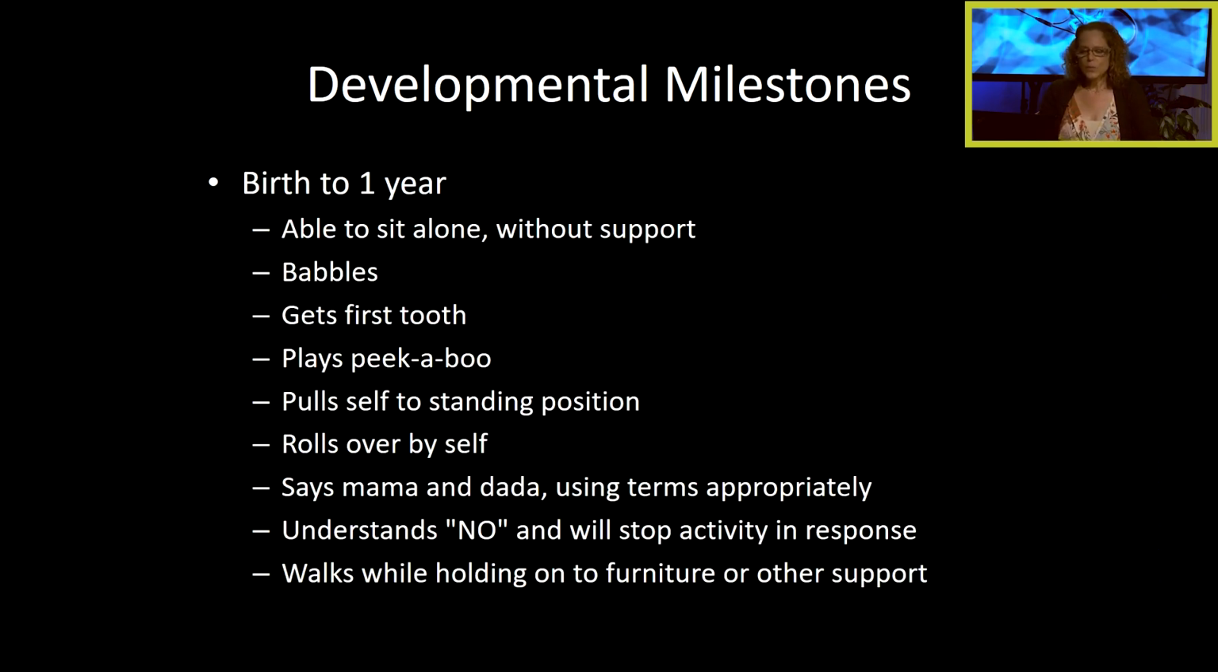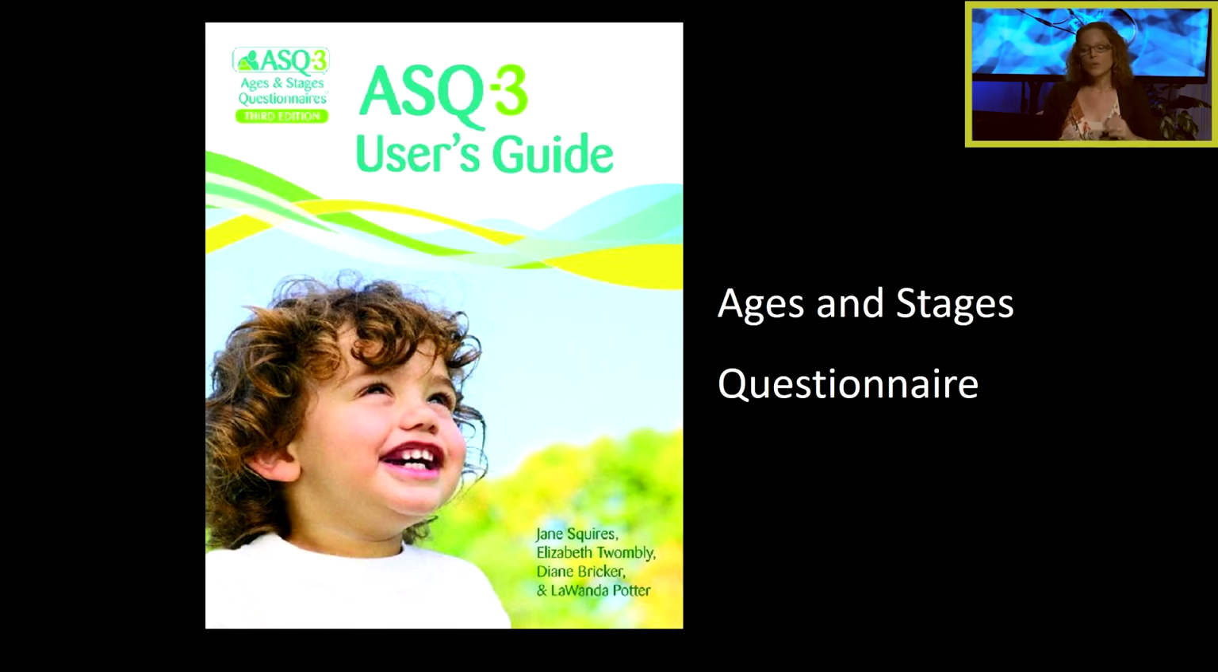In birth to 1 year, these are just some examples of developmental milestones: able to sit up, babbling, getting your first tooth, playing peekaboo, saying mama and dada, understanding the word no, walking while holding onto furniture. These are all developmental milestones. And so there are different ways that we measure these.